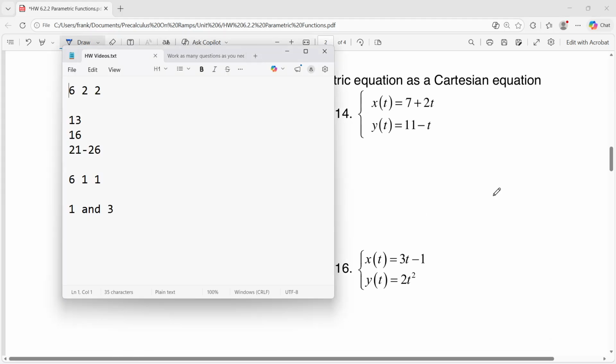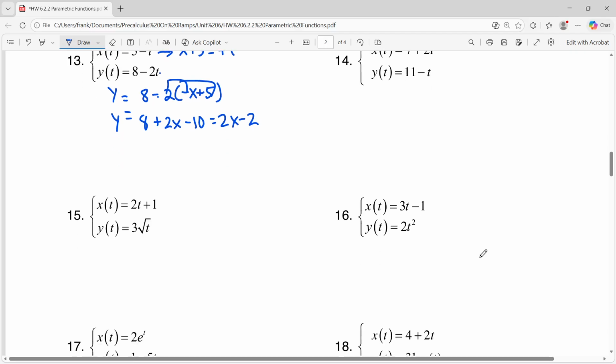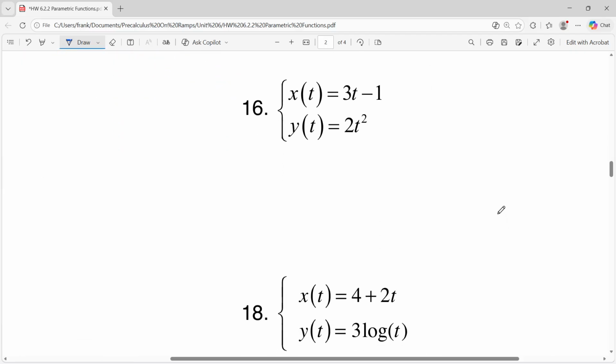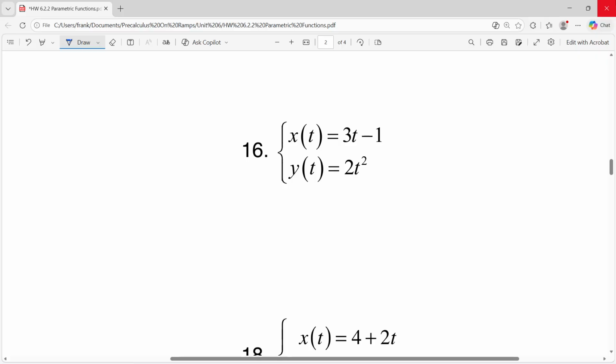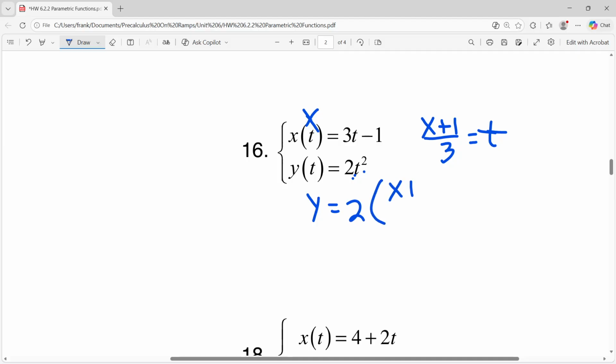Then I have to do 16. This one I'm going to do the linear one first. So I have x, and this is y. x equals 3t minus 1. I will add 1 to both sides and divide by 3. x plus 1, divided by 3, equals t. And I could substitute that for t in this other equation: y equals 2 times (x plus 1 divided by 3) squared.